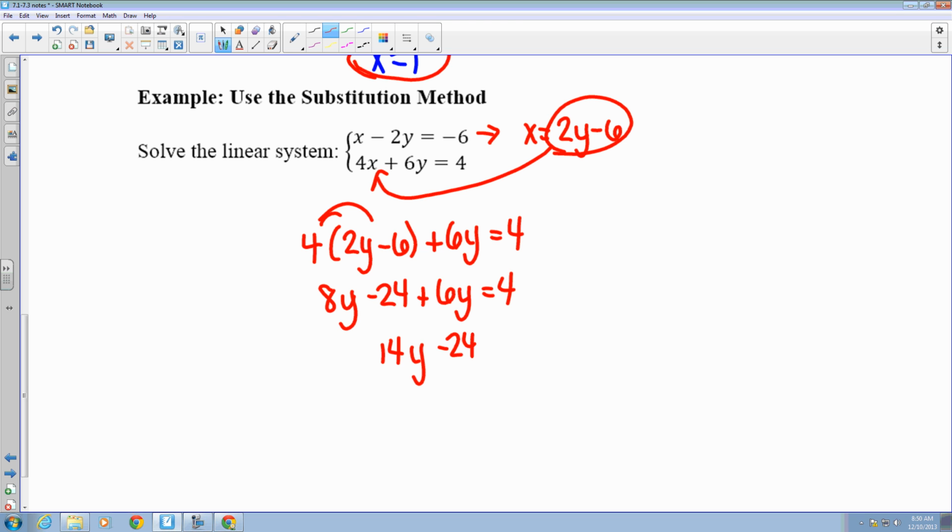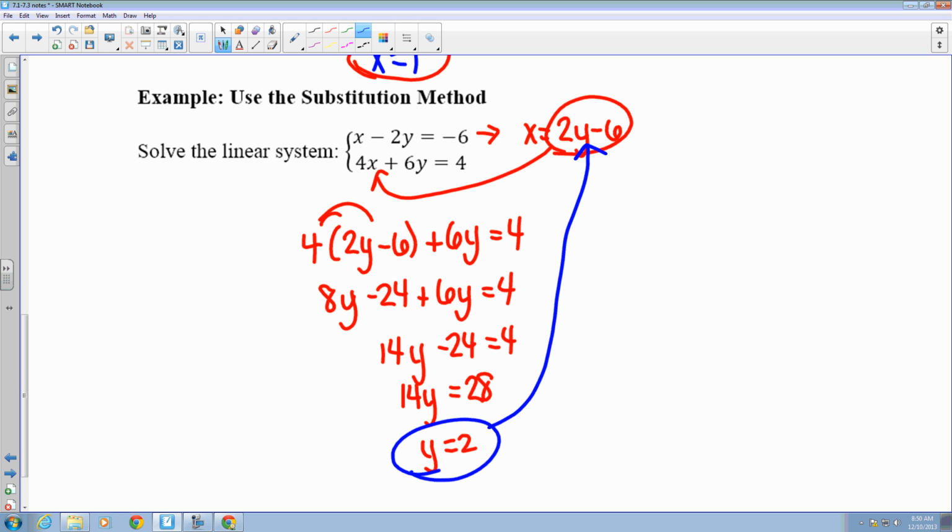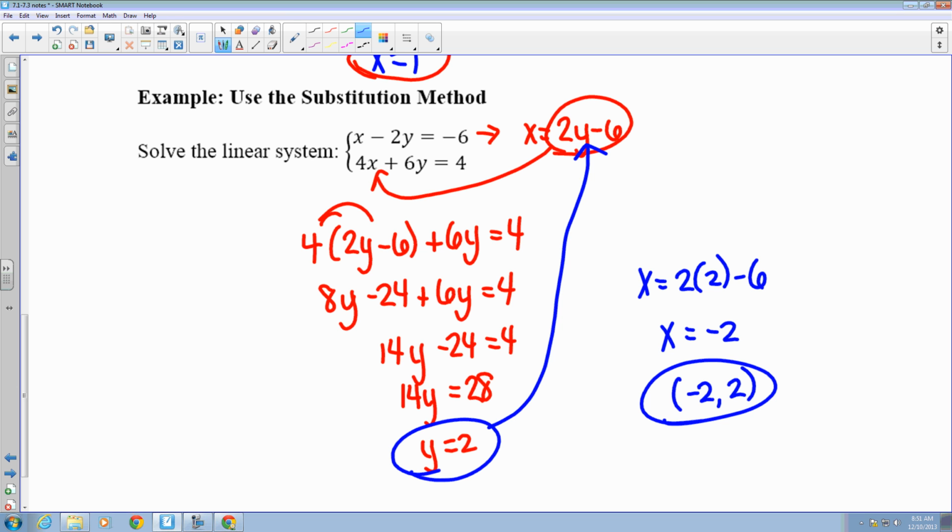14y minus 24 equals 4. 14y equals 28. y equals 2. And then we're going to take that 2 and plug it into the y for the equation that we just solved for x, which is negative 2. So if you were to graph these two equations, they would intersect at the point negative 2, 2. However, I think this is a little bit easier than solving it that way.